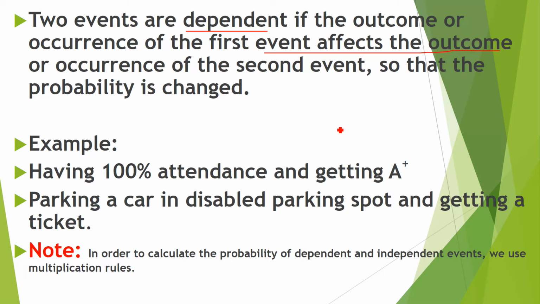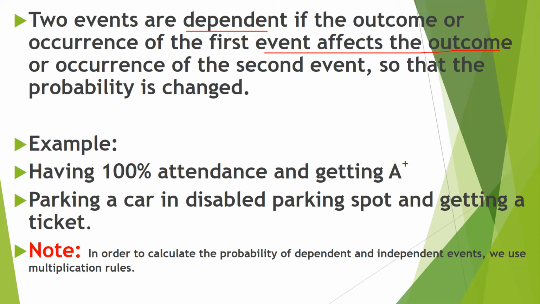Now, what does it mean? If the outcome or occurrence of the first event affects the outcome of the other event, it means both events are related. Suppose you attend the class 100%, so definitely you will get A plus. So your attendance is related to your grade, or you can say your grade depends on your attendance. Second example: suppose you park your car in a disabled parking spot, then definitely you will get a ticket. So the ticket depends on the parking spot, right?